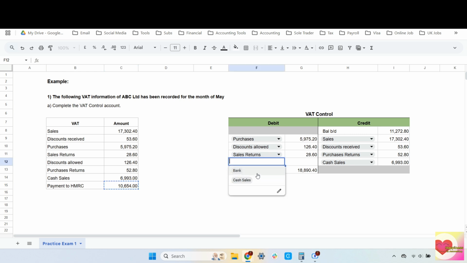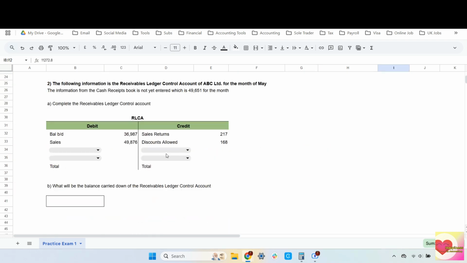If, for example, we see payment from HMRC in here, it means we didn't have a liability to pay to HMRC, but instead we have a receivable from HMRC, which is debit. So when we receive payment from HMRC, that receivable will decrease, so it will go to the opposite side, which is credit. So we have now completed the VAT control account. The balance carried down is already given here. So just double check if the total of the debit is equal to credit. Now let's move on to the next question.